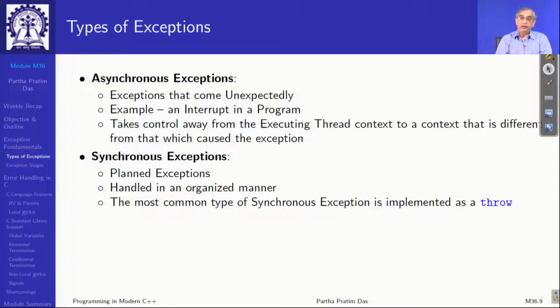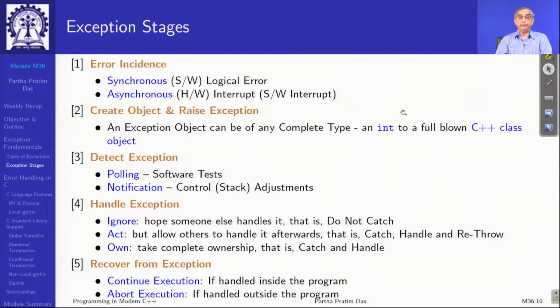Exceptions are primarily of two types, asynchronous and synchronous. Asynchronous exceptions have no relationship with the current execution thread. They come in unexpectedly, like interrupting a program, taking a thread away from the context and so on, whereas synchronous exceptions are mostly planned exceptions. They are handled in an organized manner, and the most common type, as we will see, is implemented in terms of a throw. This will come in detail.